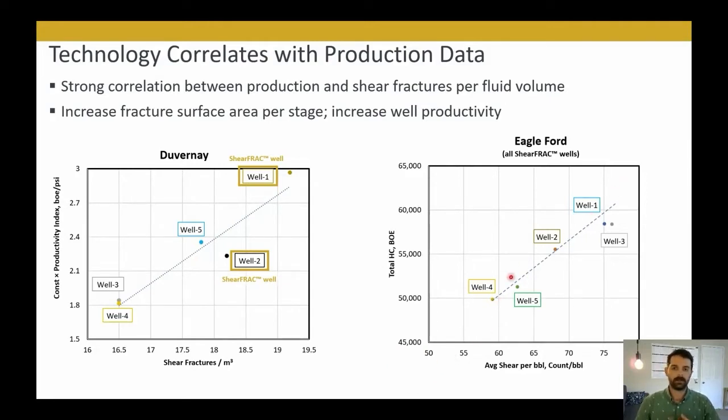The last thing I forgot to tell you is this is 90 days worth of production. This is actually 6 months worth of production. So once you're improving a fracture surface area over that whole well, and you look at that production data through time, we're consistently correlating with that production.